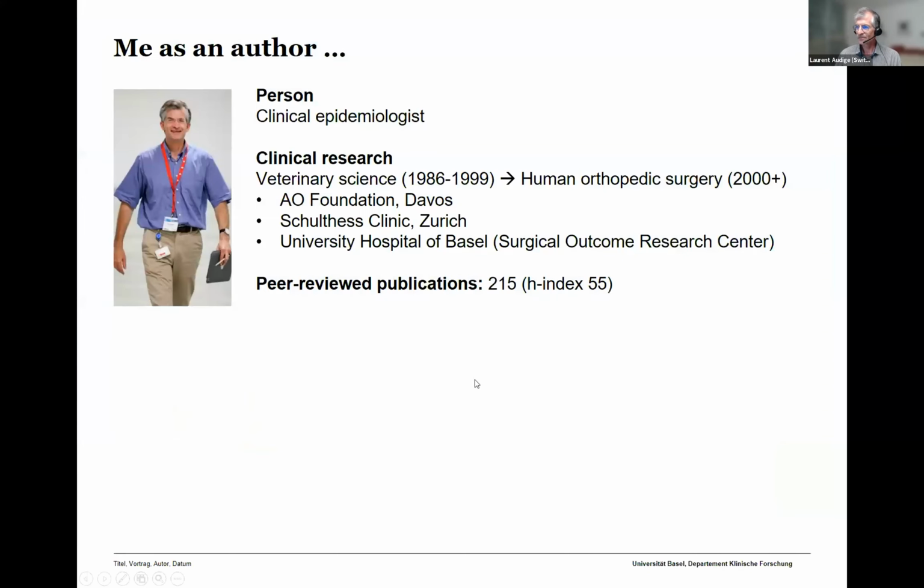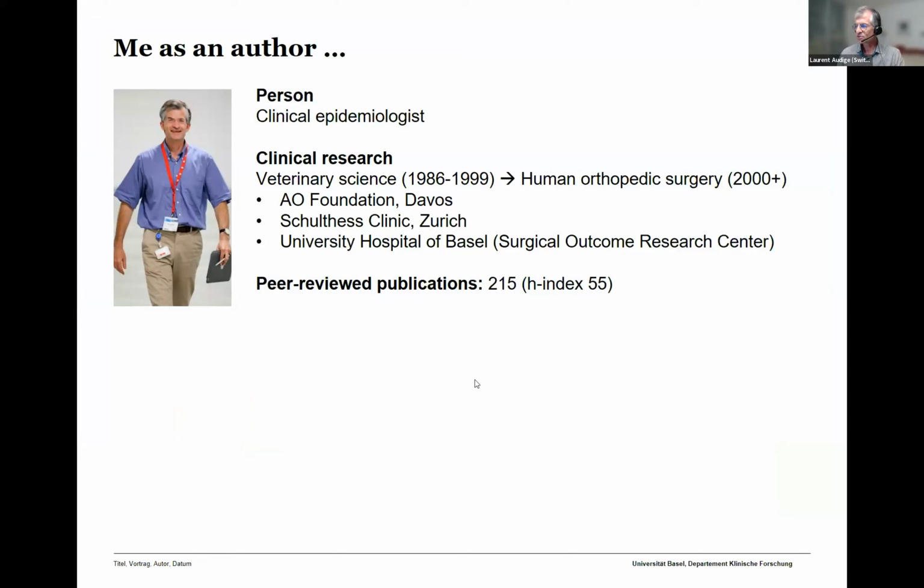So this is me as an author. I am a clinical epidemiologist. I've been working in veterinary science in the first part of my career. And then since the year 2000, I am in human medicine, first at the EO Center, working with trauma and disorders of the musculoskeletal system. And then 12 years ago, I went to lead a research group at the Schulthess Clinic. And for 2 months, I am full-time at the University Hospital of Basel, to lead a new surgical outcome research center. I have 215 publications.